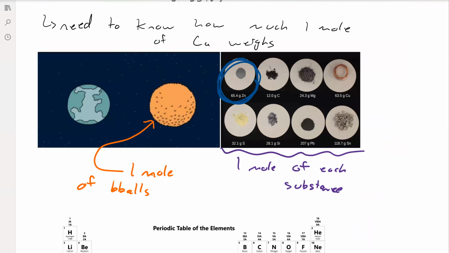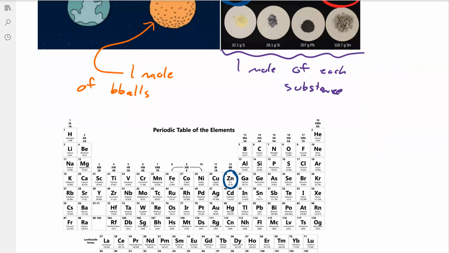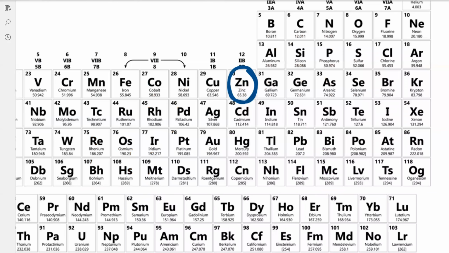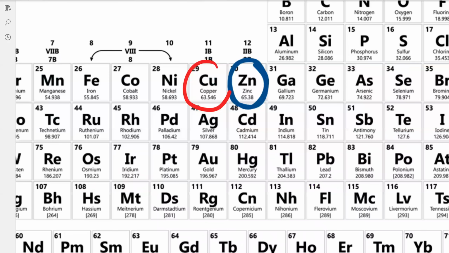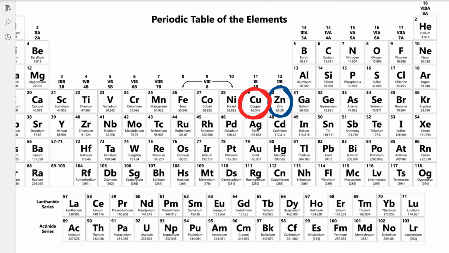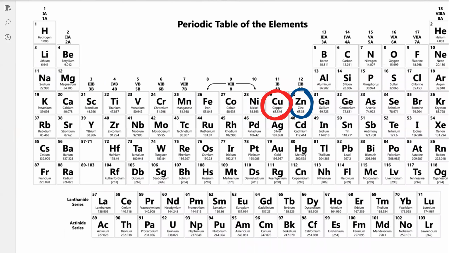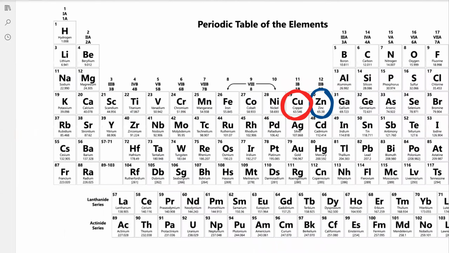And then same thing with every other element, right? So here's copper, right? 1 mole of copper is 63.5 grams. How did they know that was 1 mole of copper? Well, they looked at their periodic table and weighed out that much, right? So the periodic table contains the molar mass.